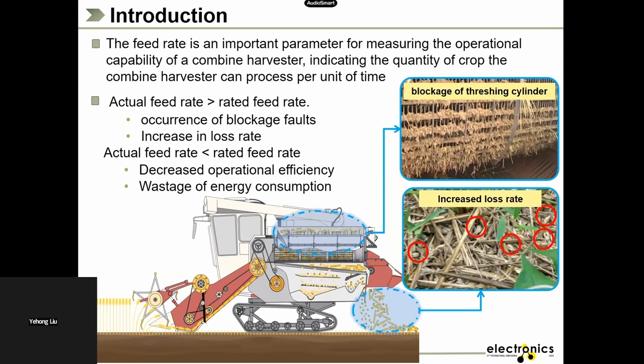Excessive feed rate can lead to critical rotating components of the combine harvester getting blocked, as shown in this figure, featuring a blocked threshing cylinder. Moreover, when the feed rate surpasses the machine capability, the combine harvester fails to process the abundant crops in a timely manner, resulting in an increase in loss rate. So it's essential to assess the state of the feed rate.